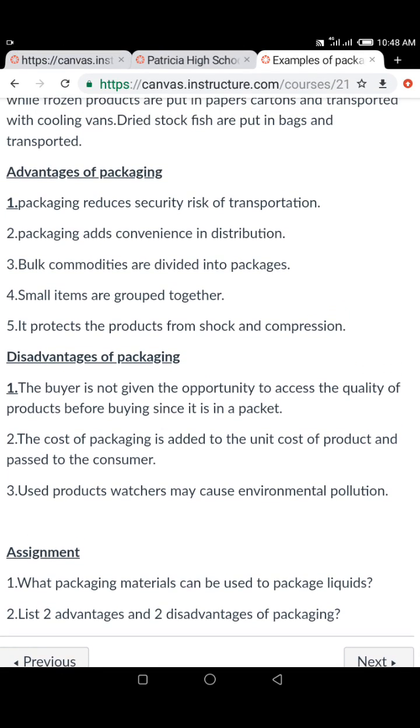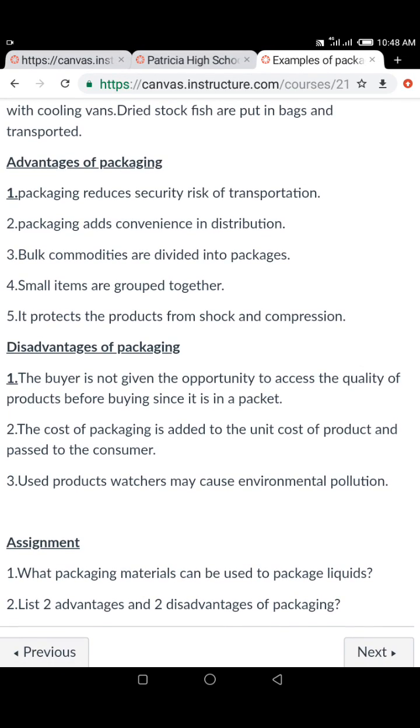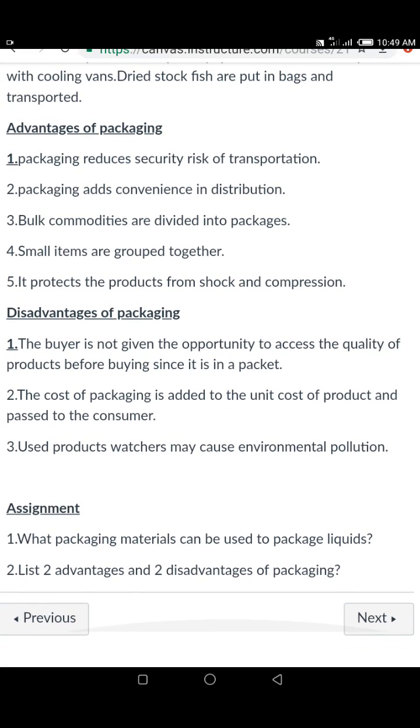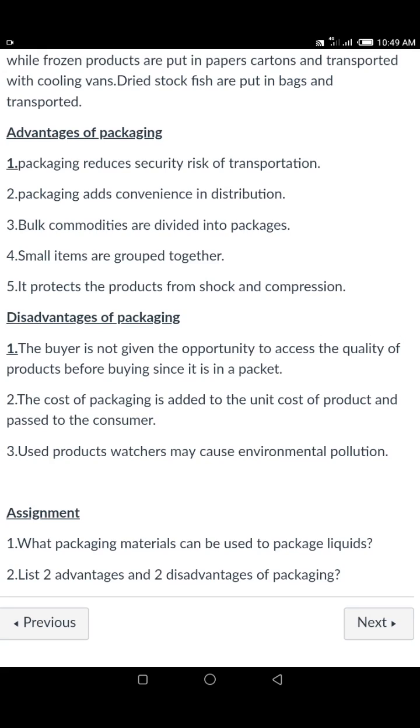Another advantage is that small items are grouped together. Let's say you are transporting a pen. You cannot just put one pen inside a vehicle and start transporting. No, they are put in different packets. They are put in primary packages, and they are also put in secondary packages in order to group them together. Since one pen cannot be transported from one place to another, due to packaging of that product, they are put together and moved from one place to another.